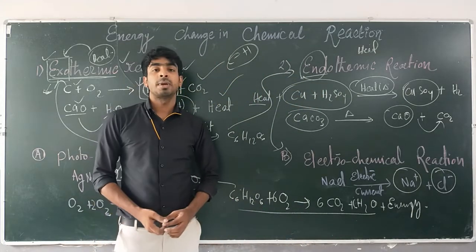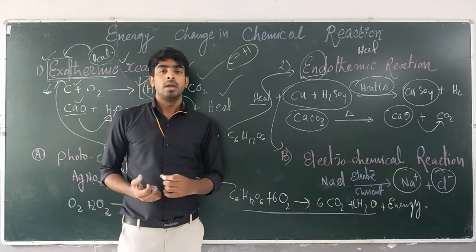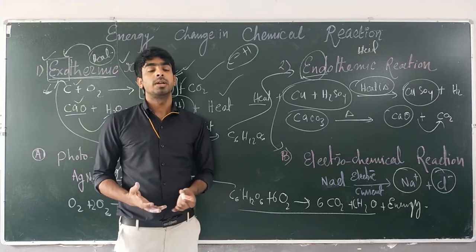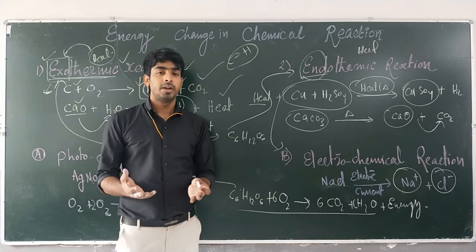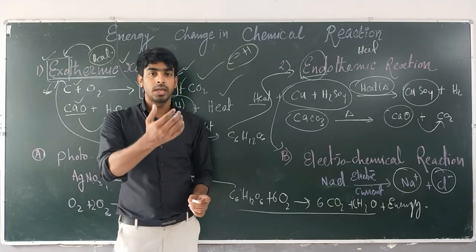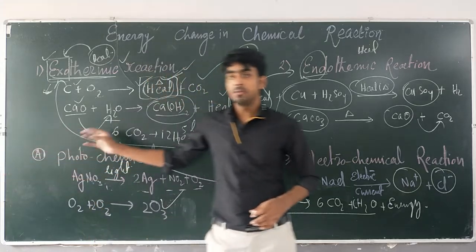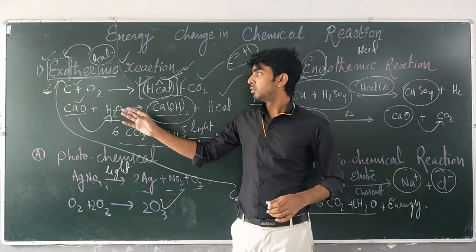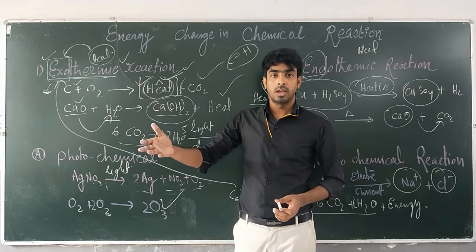So what is the electrochemical reaction? The chemical reaction which happens because of electricity, we say electrochemical reaction. And the electrochemical reaction is basically a type of endothermic reaction which is not mentioned in your book, but you need to understand because the concept is very clear. Whenever a reaction takes energy, that becomes an endothermic reaction. And whenever a reaction gives energy, it becomes an exothermic reaction.